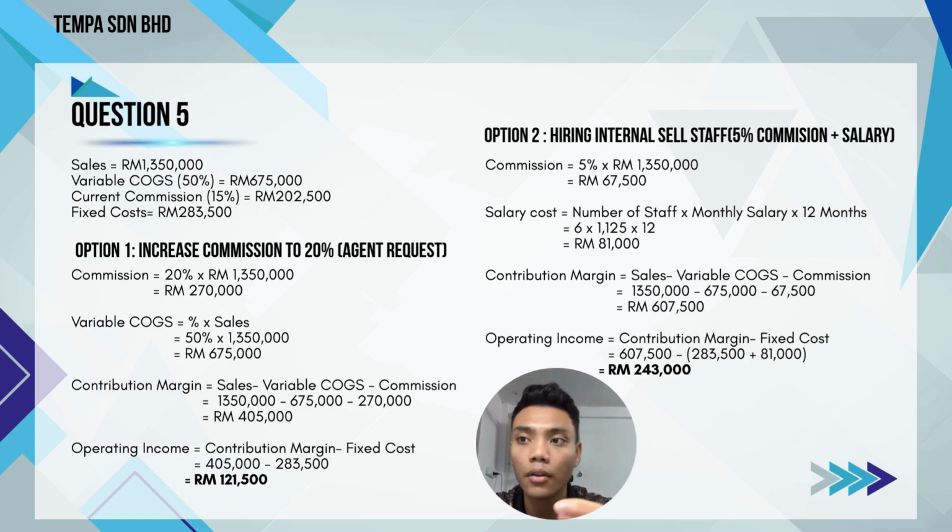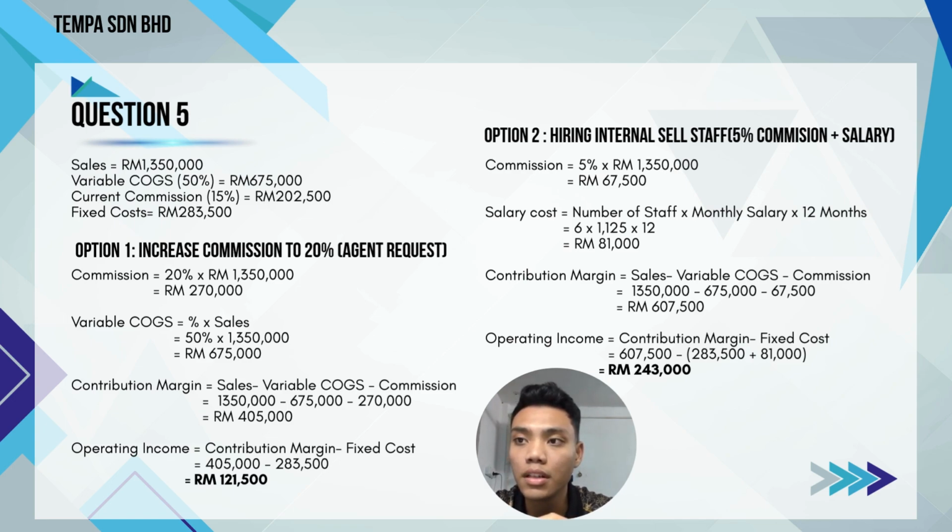For option 2, we will calculate the commission by multiplying 5% of commission with the total amount of the sale. So we will get the total commission is RM 67,500 ringgit. And we also have a salary cost in option 2 for the 6 staff in the company. So the number of staff is 6. So we multiply by the monthly salary, which is 1,125 ringgit, and multiply with 12 months in a year. So we get RM 81,000 ringgit for the salary cost.